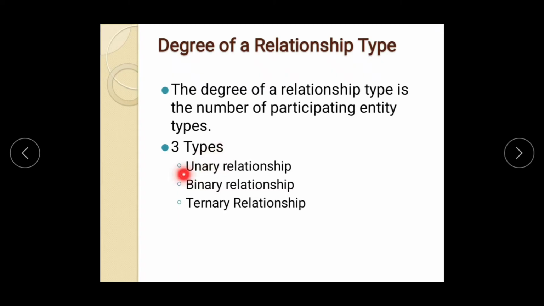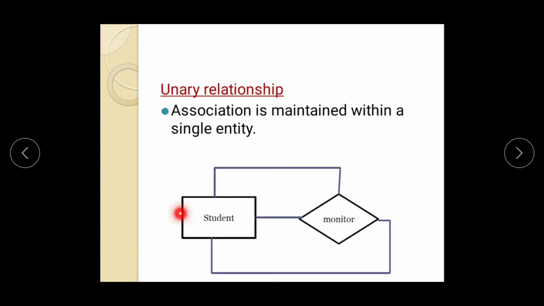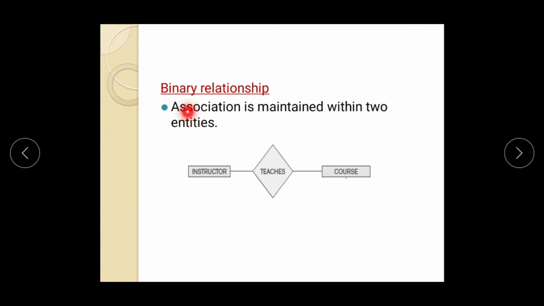Unary, from the name itself, means only one entity type will be participating in the relationship. Look here, only one entity type is here, student. Student has a relationship called monitor, so the association is maintained within a single entity. The student is trying to have a relationship with the student itself through the relationship type monitor. Clear? So this is called a unary relationship. Next one is the binary relationship. Here the association is maintained between two entities, or two entity types.